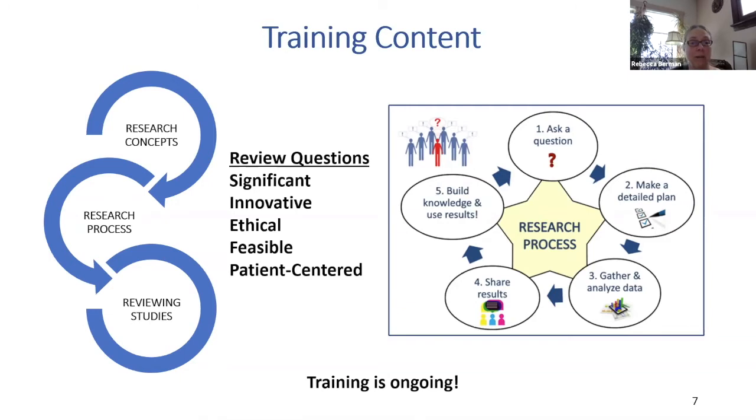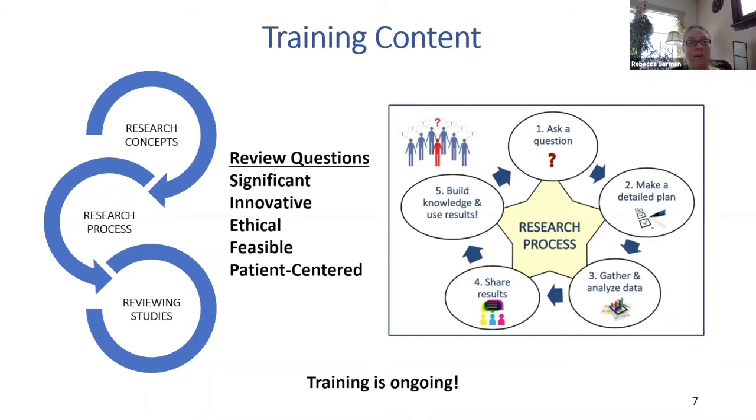For research process, there's an example of the slide that we use off to the right, but we use it in different ways in different contexts. And we use it to look at the whole process overall, but also to emphasize the complexity of that process and how long it takes and what's involved in each step. Thirdly, we do have some review criteria.